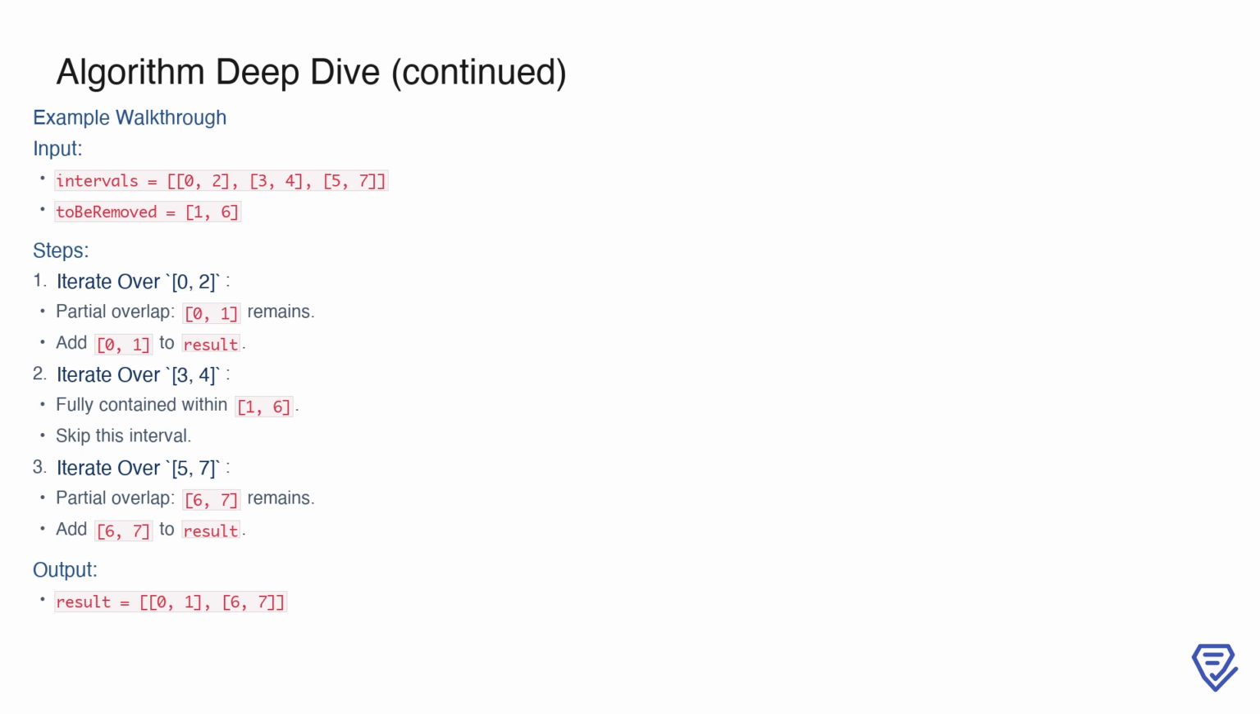Next, we evaluate [3, 4]. This interval is fully contained within [1, 6], so it is skipped entirely. Finally, we process [5, 7]. Again, there is a partial overlap, and the remaining segment, [6, 7], is added to the result list. After processing all intervals, the final result is [0, 1], [6, 7]. This output satisfies the requirements: the intervals are non-overlapping, sorted, and any overlap with [1, 6] has been removed.